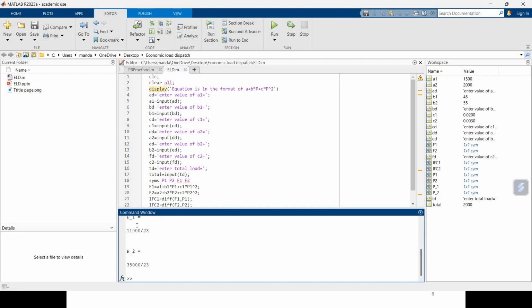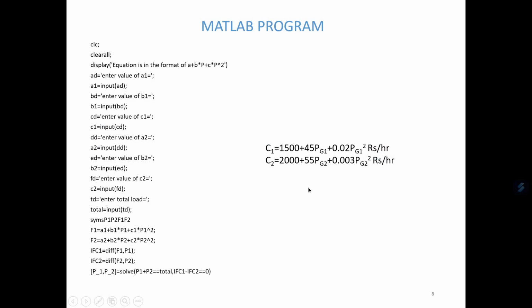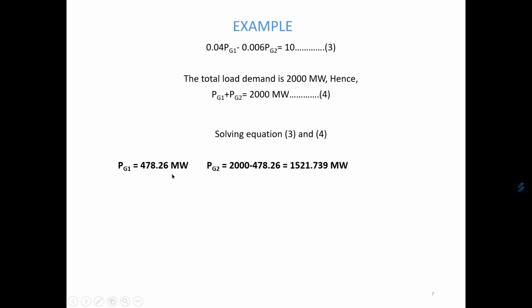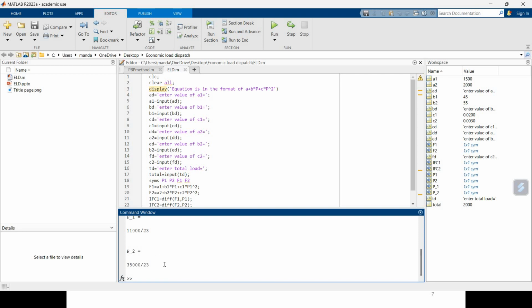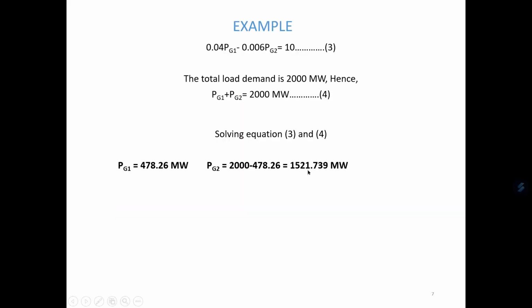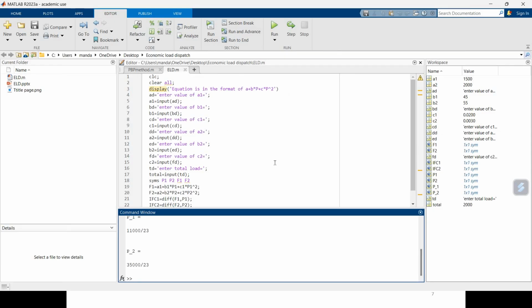So P1 is 11,000 divided by 23, which is 478.26, and P2 is 35,000 upon 23, that is 1521.739 megawatt. Thus, we have obtained the same solution for optimal economical load dispatch of two generators, neglecting the transmission losses, with the help of MATLAB software.